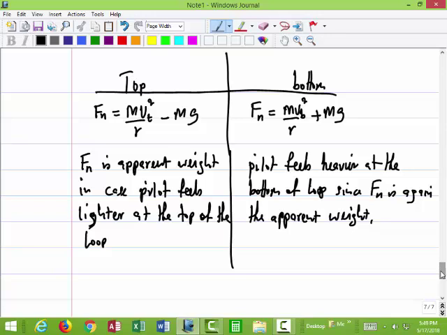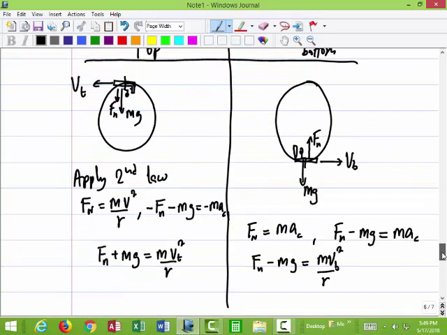We can identify the forces that produce the centripetal force. In the case of the pilot in the vertical loop, we can identify the apparent weight of the pilot as the support force F subscript n. The centripetal force is a combination of two forces, the support force and the weight. Those are the centripetal forces, and they are different at the top and at the bottom.